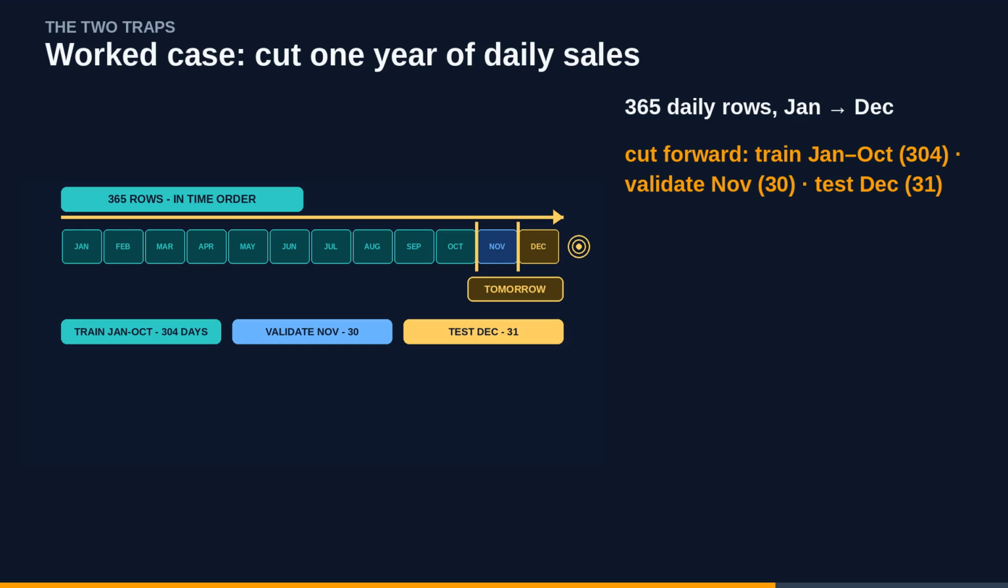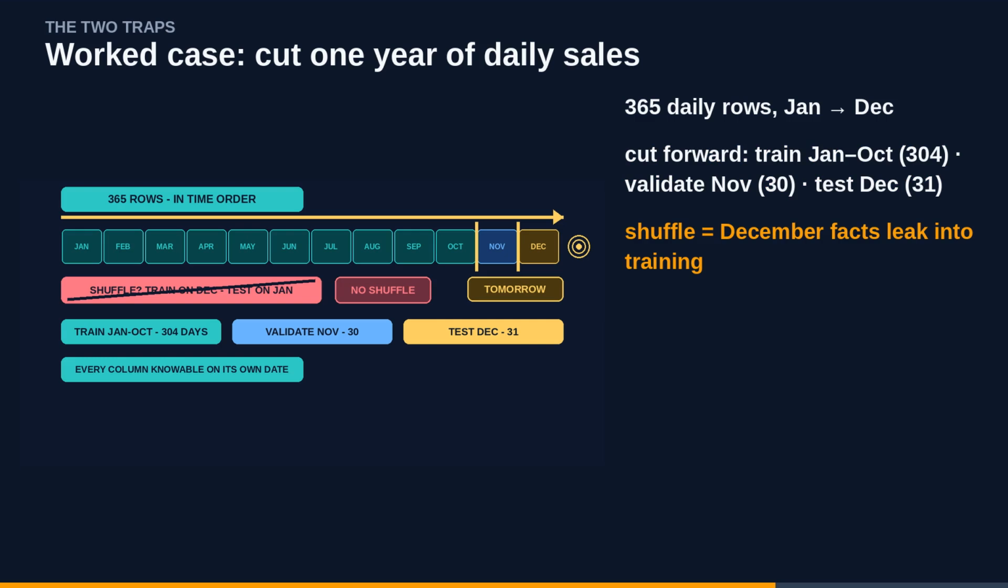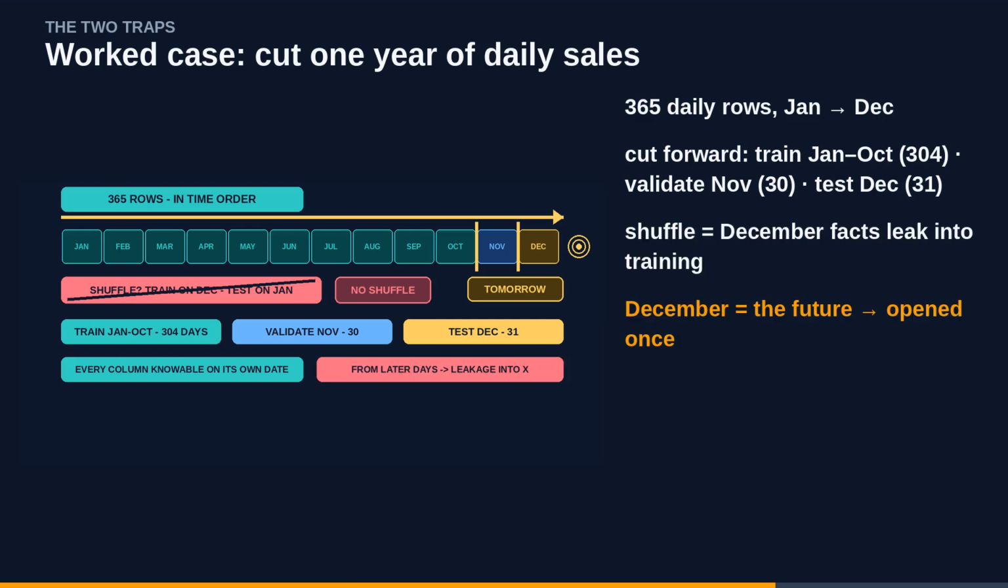See what the shuffle habit would have done. December rows scattered into training carry facts only knowable in December. That smuggles answers from days that are still in the future for the rows being tested.